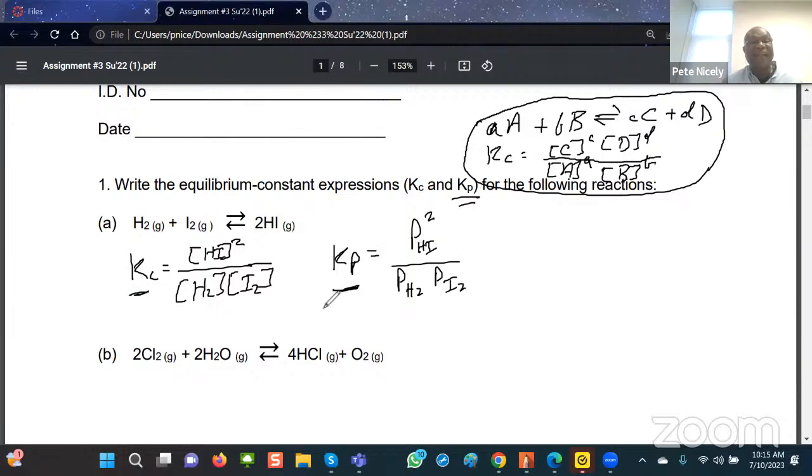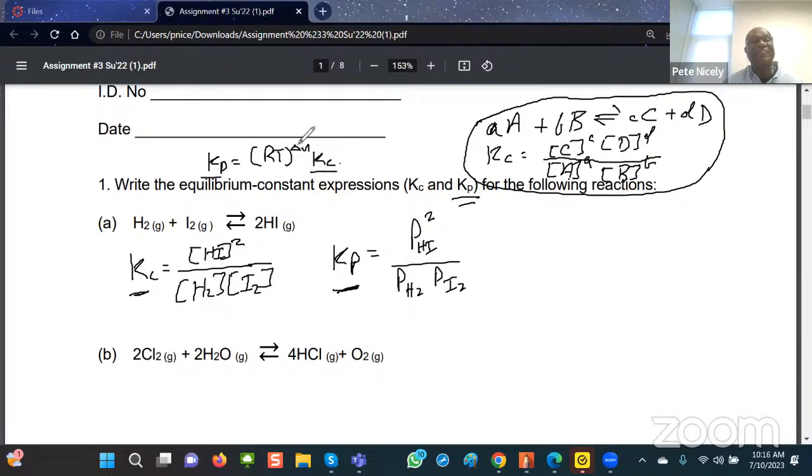Now the question did not ask for this, but let's do this just for the sake of it. Suppose the question is asking for the relationship between Kp and Kc. Now remember, the general equation for the relationship between Kp and Kc is that Kp is equal to RT raised to the delta n times Kc. All right? So that's the relationship between Kp and Kc.